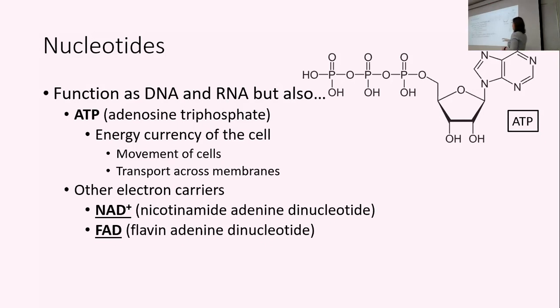And then, not that you need to memorize these super long names, but NAD and FAD are two other electron carriers that we'll see again when we get into respiration and photosynthesis, right? So nicotinamide adenine dinucleotide. I don't know why I'm trying to say these out loud. Flavin adenine dinucleotide, right? So nucleotides mainly, DNA and RNA for information storage, information transfer. But also we've got a few bonus nucleotides that work to move energy around, which we will see later.